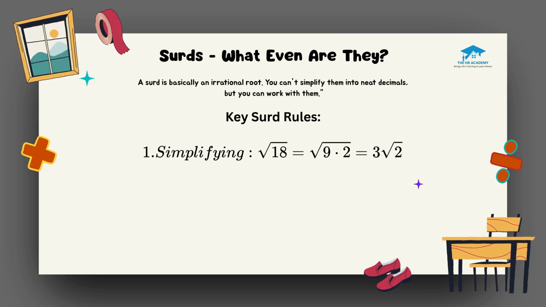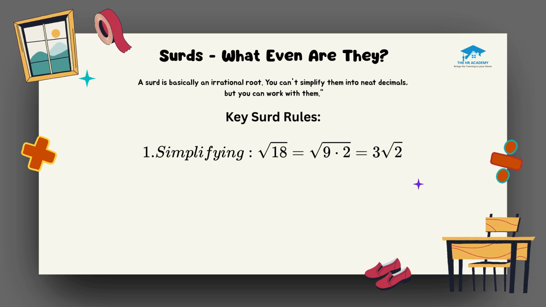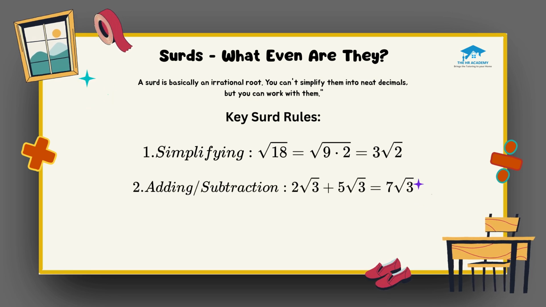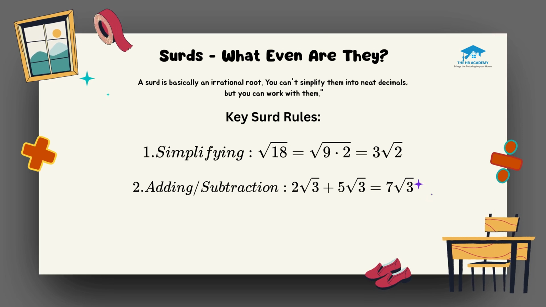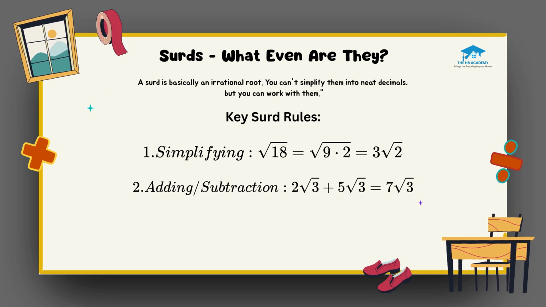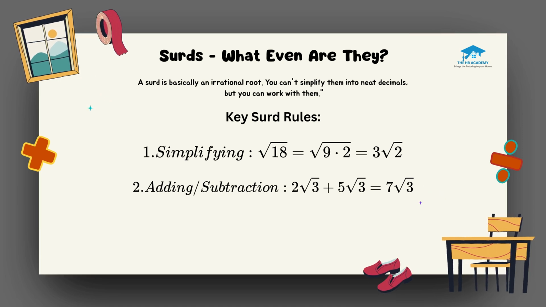We need to simplify the square root of 18. 18 is basically the same as saying 9 times 2. The square root of 9 is 3, but the square root of 2 is an irrational root. So the answer is 3 square root 2. Adding or subtracting works in a similar way. Only like surds can be combined. This example here has the square root of 3 as a like surd. 2 root 3 plus 5 root 3 is 7 root 3.